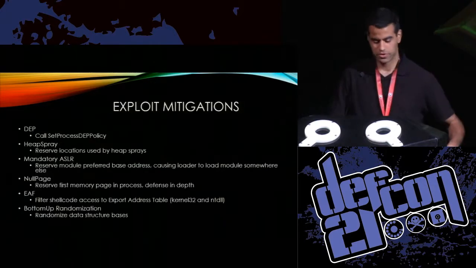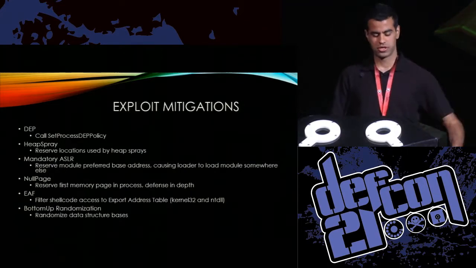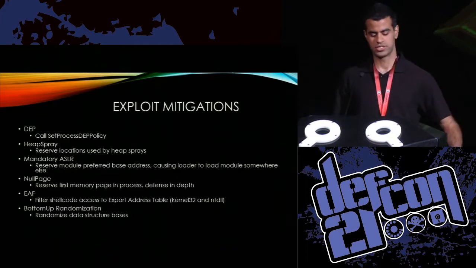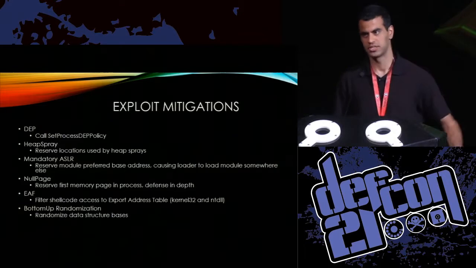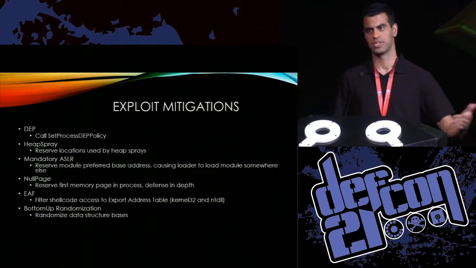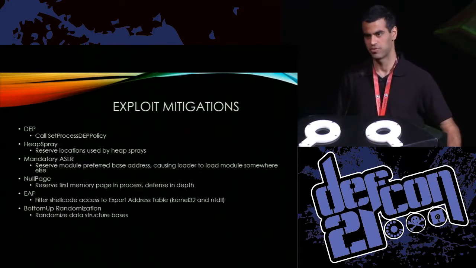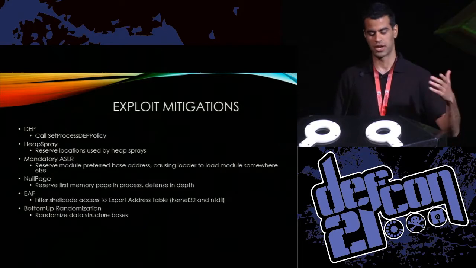Okay, so I'm going to first go into the memory corruption mitigations that we've had. We have forcing DEP on, which is data execution prevention, by calling SetProcessDEPPolicy on the process that we're trying to protect. This is so that you're not executing code on pages that are not supposed to be executable, like on the heap. They're supposed to be read and write.